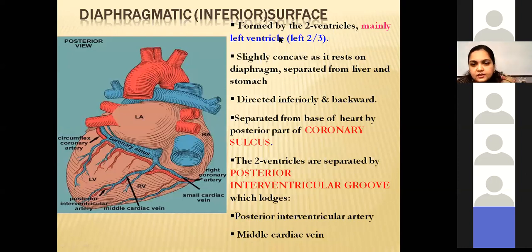Now we have the posterior interventricular groove. This posterior interventricular groove will lodge the posterior interventricular artery, present posteriorly. It lodges the posterior interventricular artery plus the middle cardiac vein.